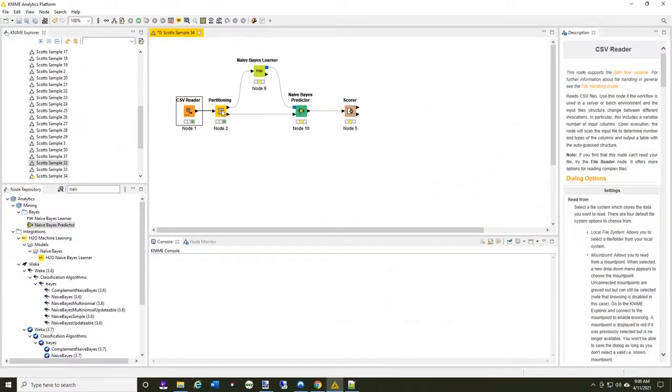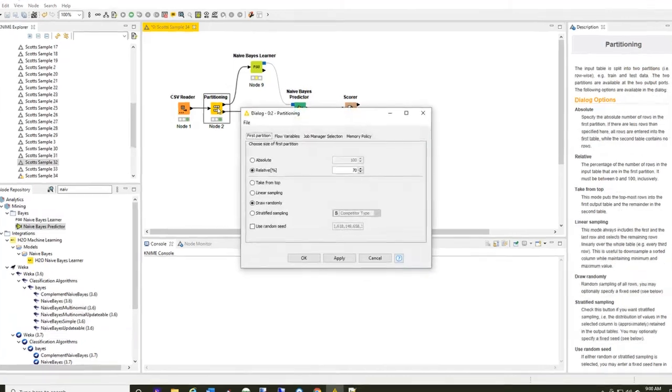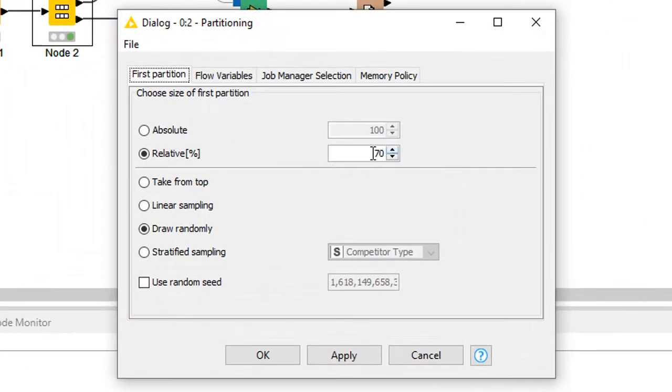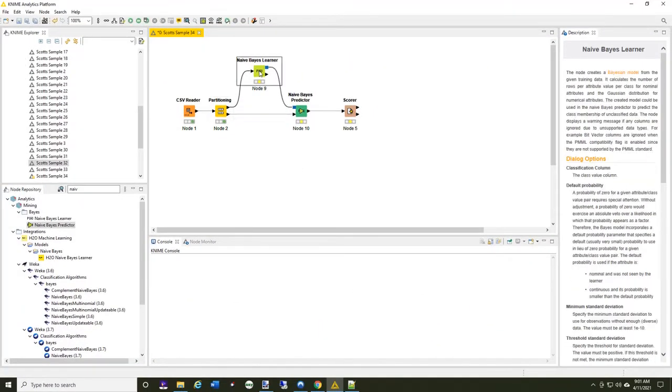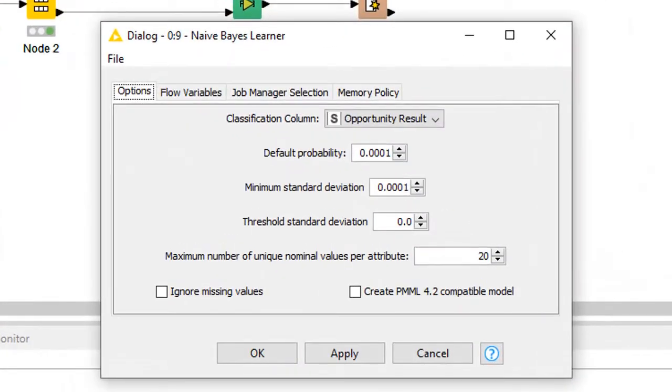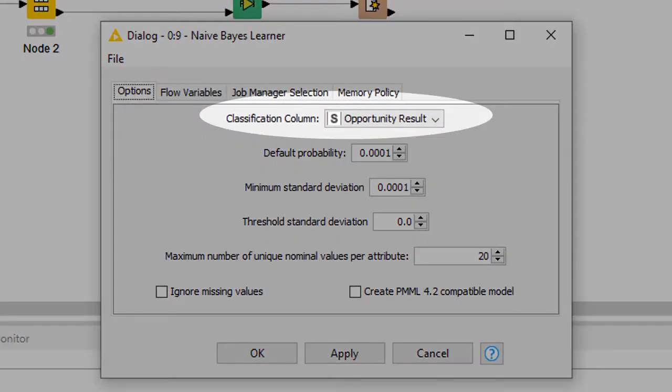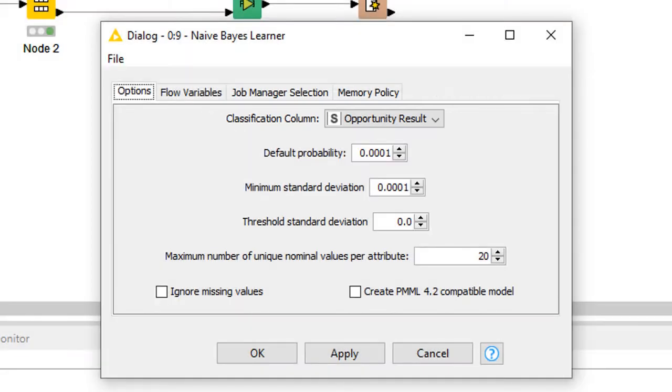And in my partitioning node, I look at the configuration. I'm putting 70% of the data into the top port for training the model, and I'm reserving 30% to test the model. So to train my model with naive Bayes, I've got a few things. First, the classification column. You can see that it's opportunity result that I'm trying to look for. I want to be able to predict whether it's a win or a loss.